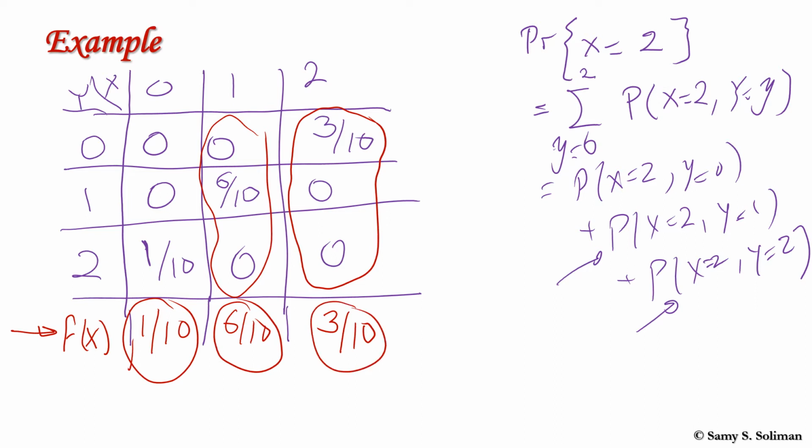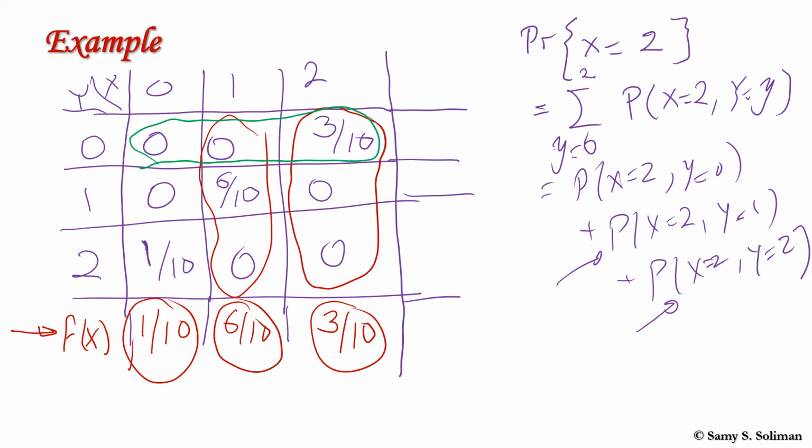Similarly, we can calculate for the green balls or for the random variable y by calculating the marginal probability as follows. If we sum these, so these are the probabilities that y equals 0 and x equals 0 or 1 or 2.